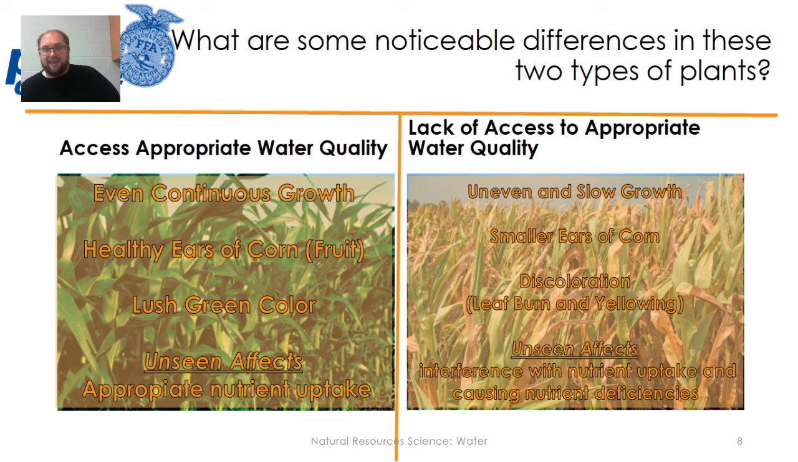The unseen effects of improper water quality is an interference with how nutrients get taken up into the plant, and it causes nutrient deficiencies. Too much of one nutrient keeps the plant from taking up the nutrients that it needs and causes deficiencies in the plant, so it makes the plant less healthy. Remember, the quality of water affects the quality of life.